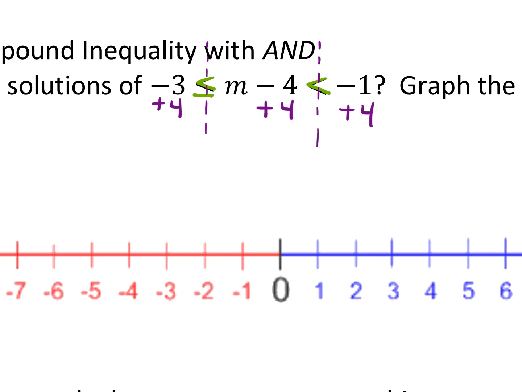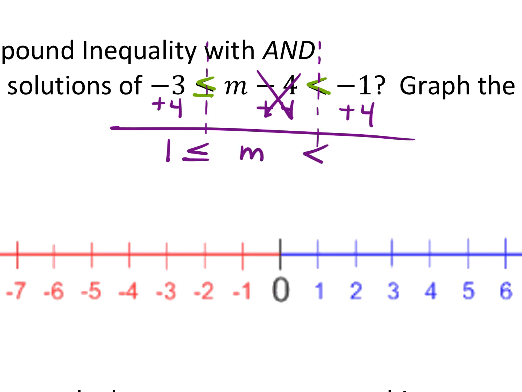Okay, so it's almost like if you wanted to, you could set it up as 2 totally separate inequalities and solve them both. It's way more work, and I don't recommend it. Just do whatever you do in the middle to everything else. So -3 + 4 is 1. Your symbol's going to stay the same. -1 + 4 is 3. So 1 is less than or equal to m, which is less than 3.